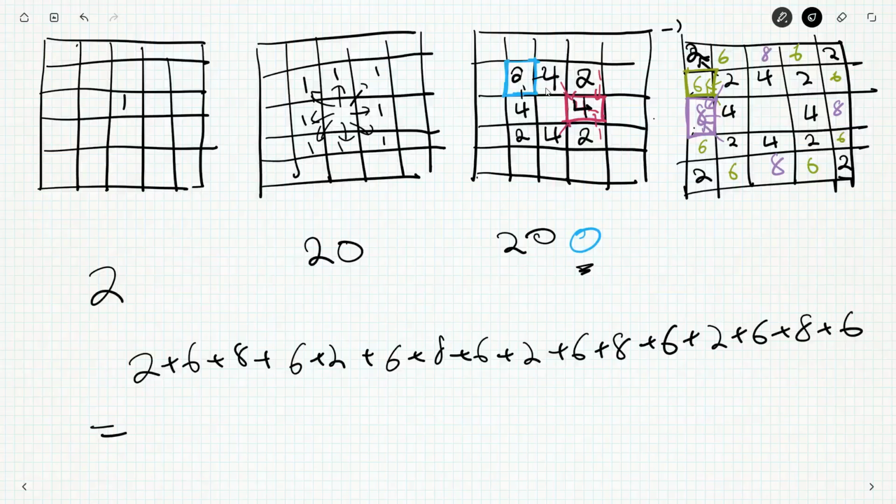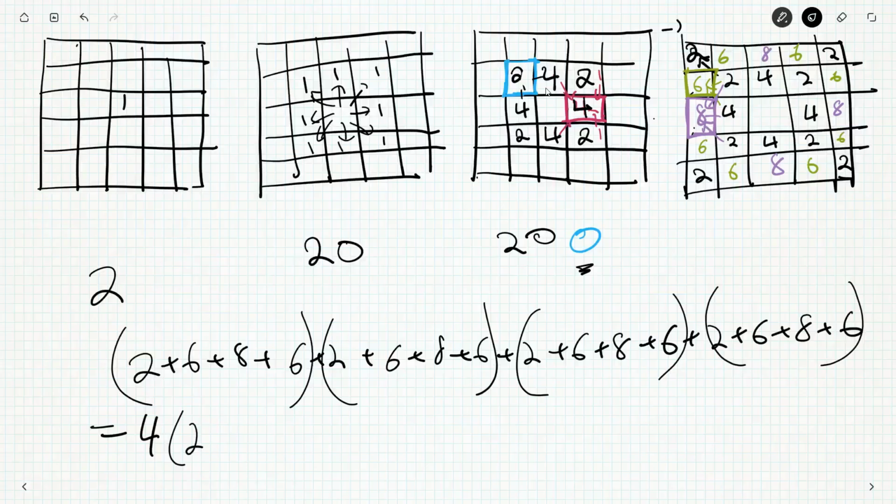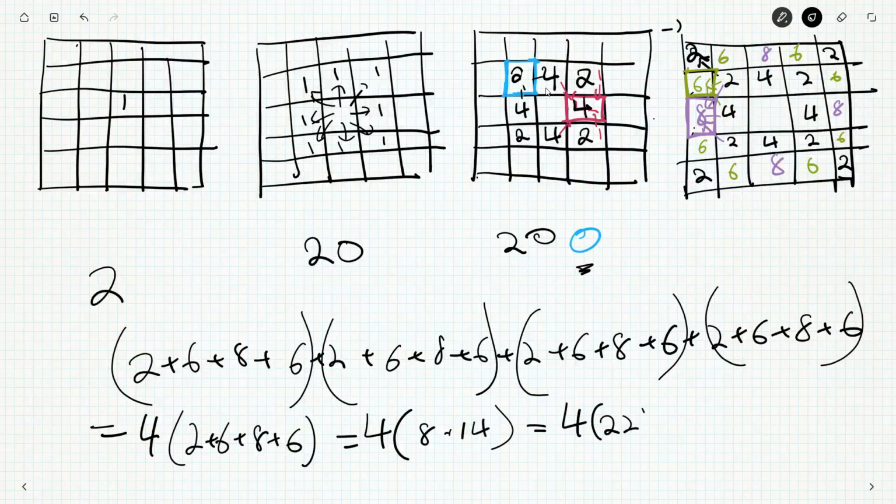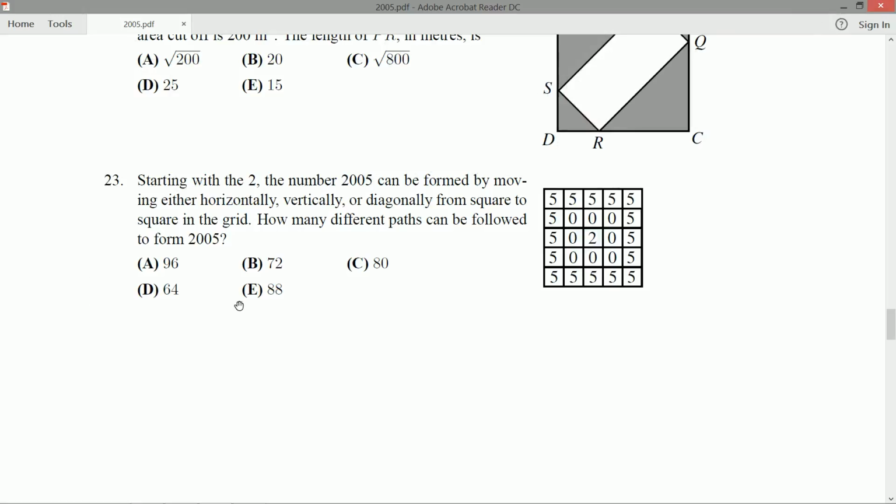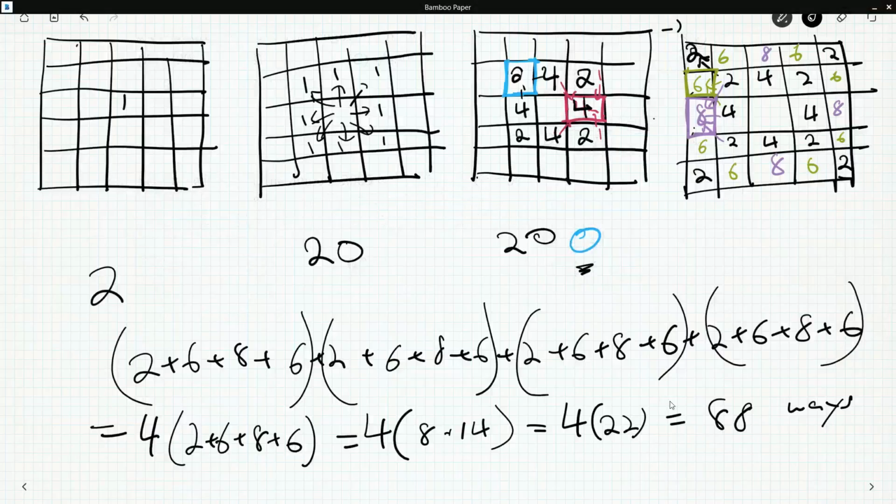Now this is adding up all the different ways we can end at the various 5s. But you'll notice it's the same set of numbers repeated 4 times. So it's 4 times 2 plus 6 plus 8 plus 6. 2 plus 6 is 8. 8 plus 6 is 14. So it's 4 times 22, which is 88 ways. And 88, I believe that was one of the answers, E. So that's what we're going with.